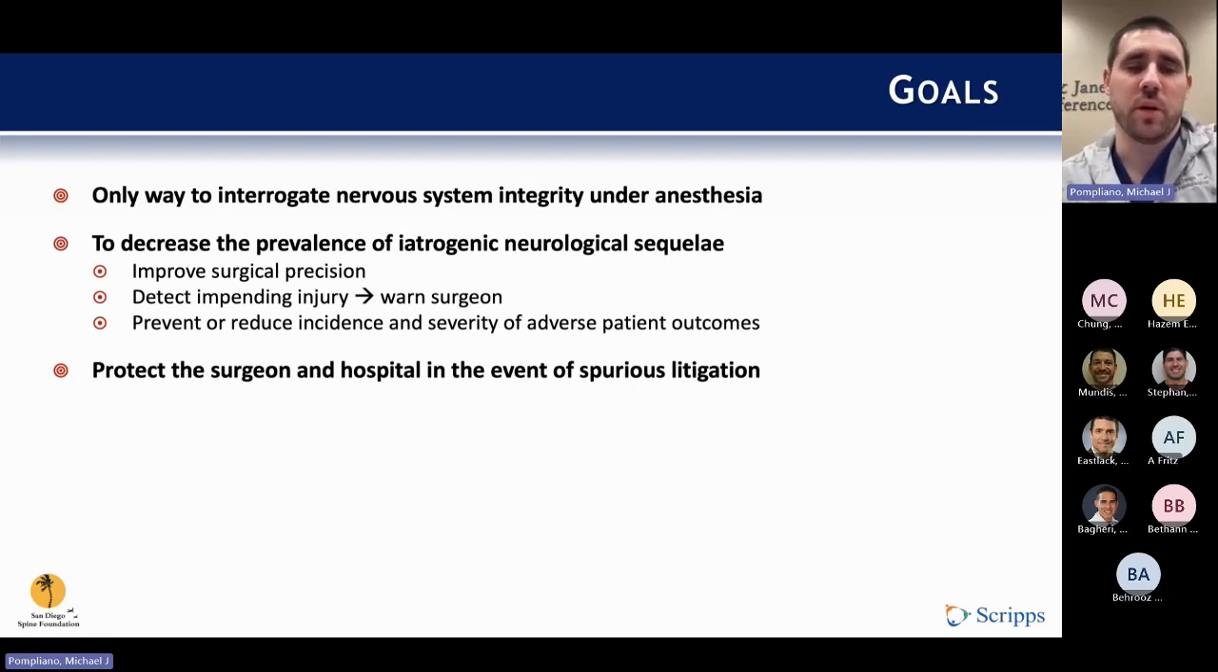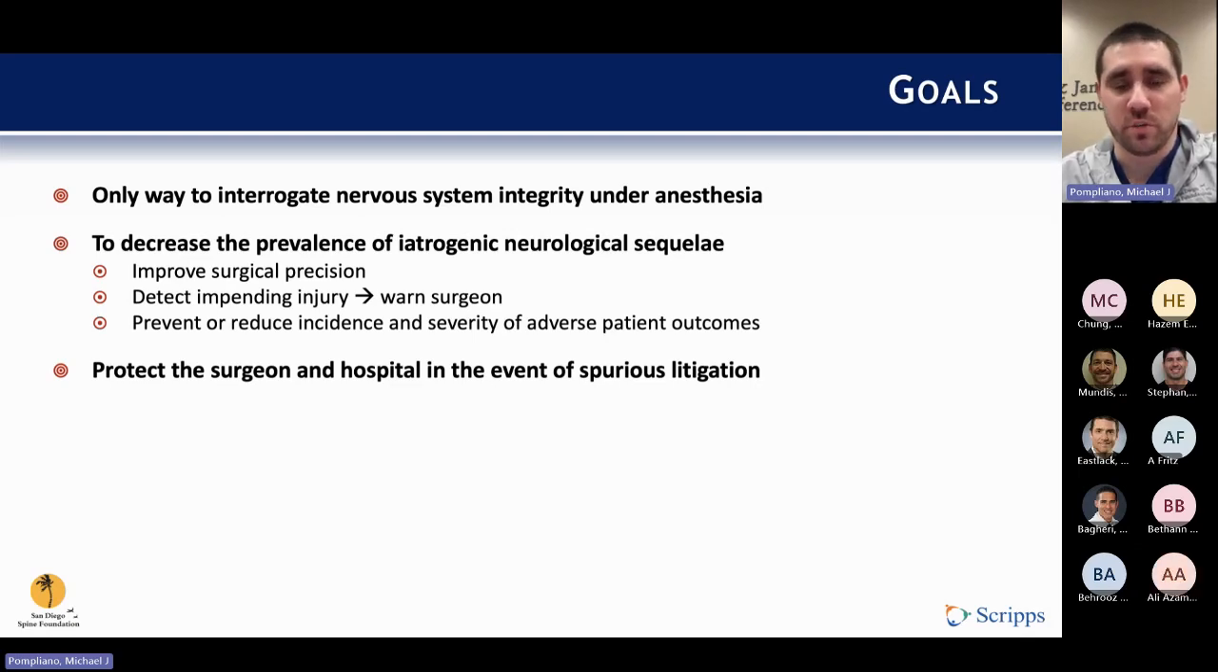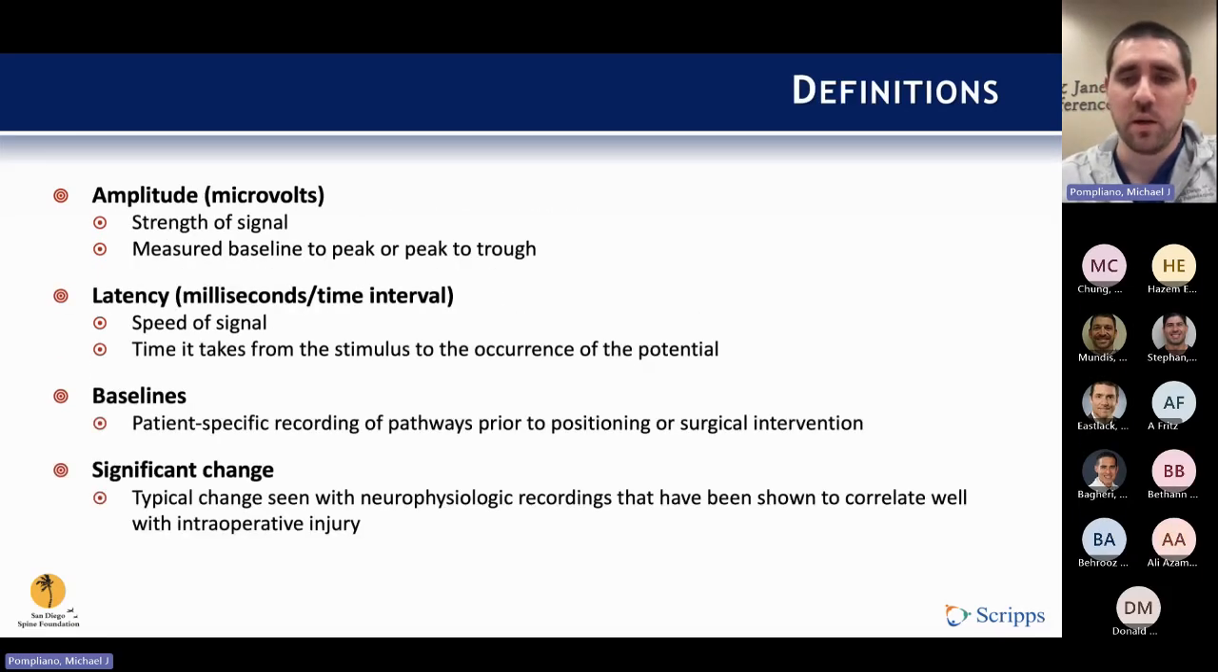Intraoperative neuromonitoring is really the only way to interrogate the nervous system integrity while under anesthesia. It allows an evaluation of the baseline structure and function of it. The goal is to decrease the prevalence of iatrogenic neurologic sequelae, so improving surgical precision, detecting impending injury, providing a warning to the surgeon that injury may occur, and then preventing or reducing the incidence and severity of adverse patient outcomes. Also, there's some component of protecting the surgeon or hospital in the event of spurious litigation, spurious being the key word there. It's not going to prevent all litigation, but it can provide some evidence sometimes.